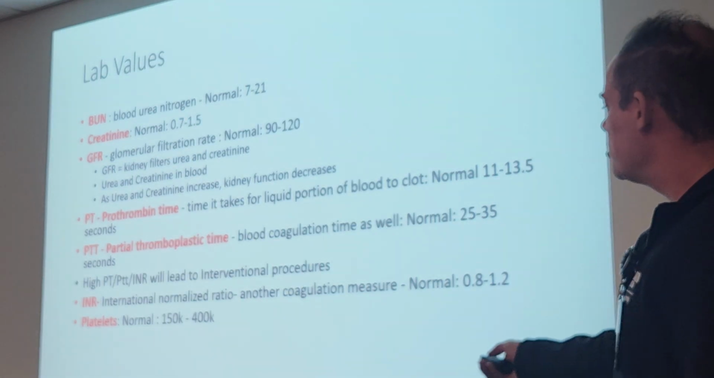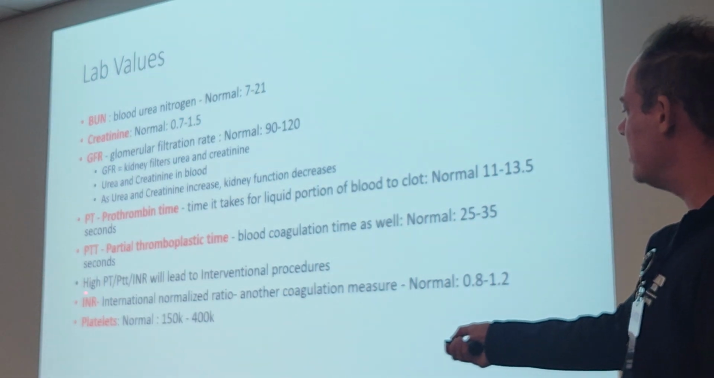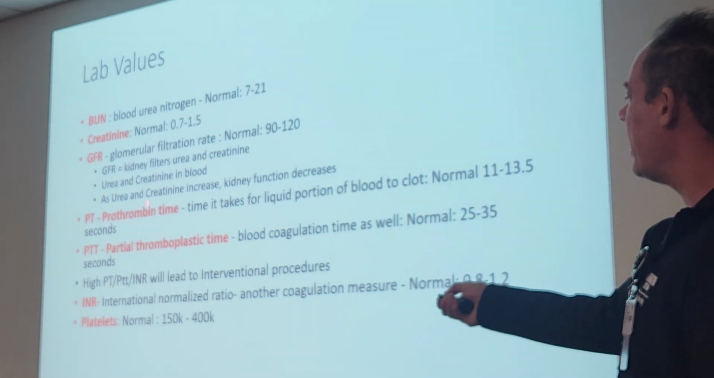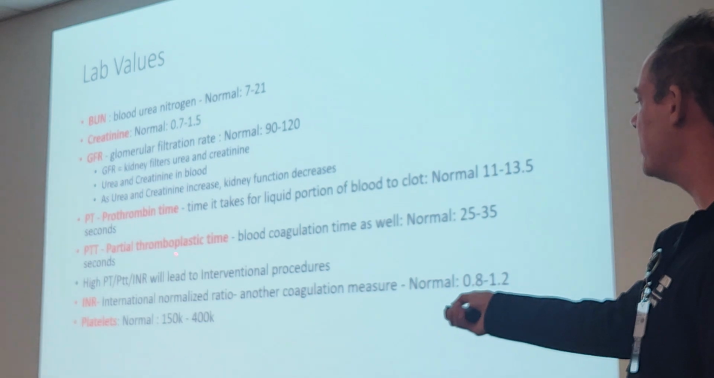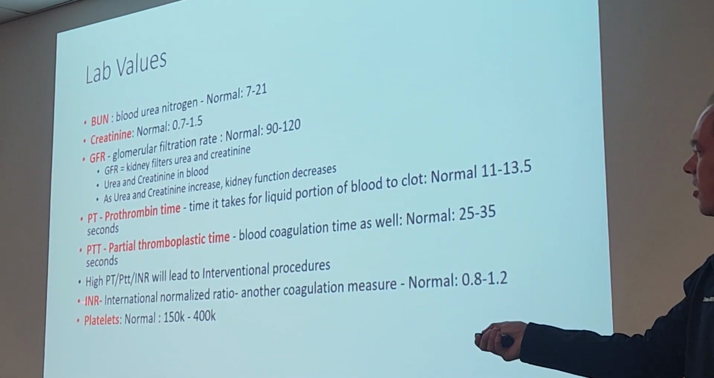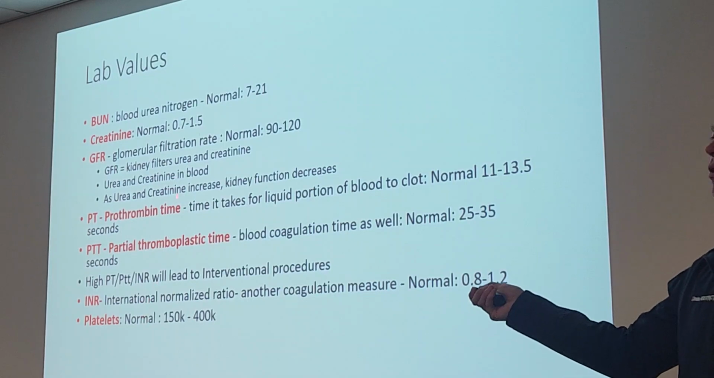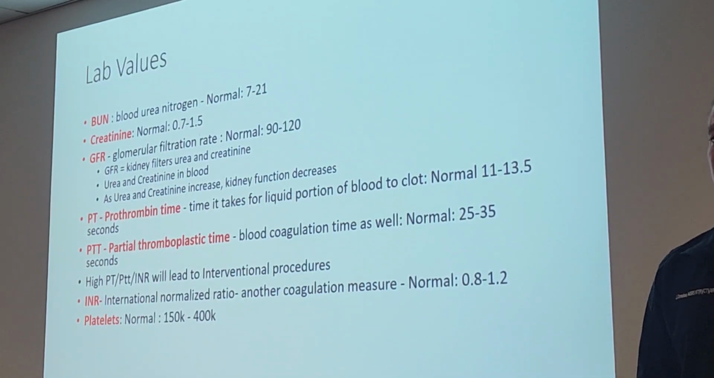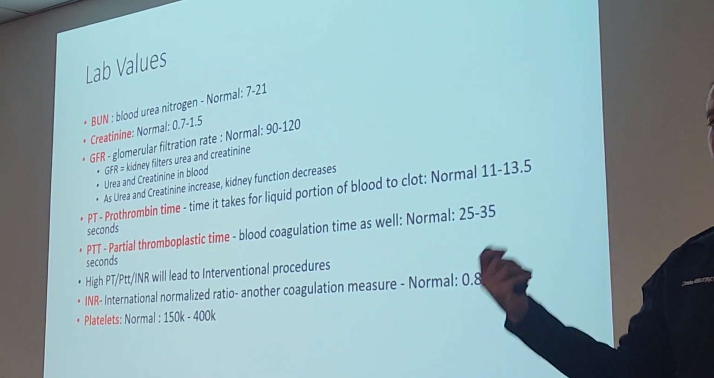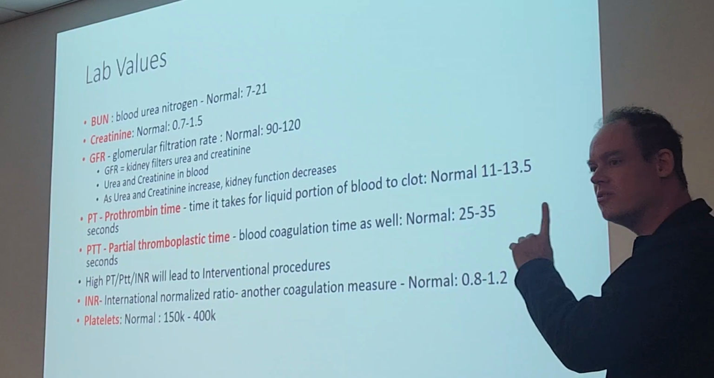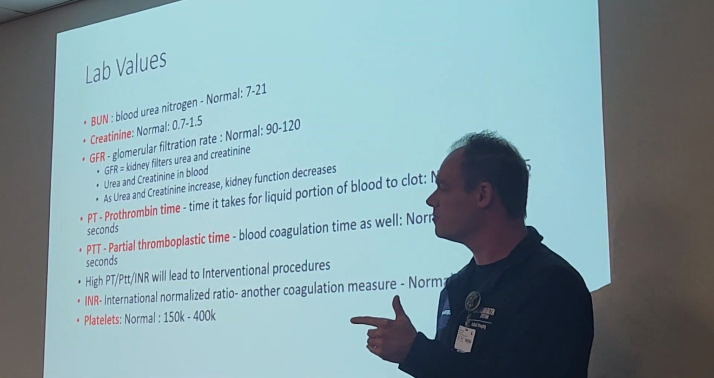Now, if a patient presents with high PT, I probably should put that after this bullet point. I'm sorry, high PTT and high INR, which I'll talk about in a second, that's going to lead to a lot of our interventional procedures. A lot of your IR cases are due to these 3 numbers being out of range, being too high. So when you're in IR, I want you to listen for that, to listen if they're talking about high PT, high PTT, or high INR. It's very likely one of those factors is too high, and that's why they're having that interventional procedure.